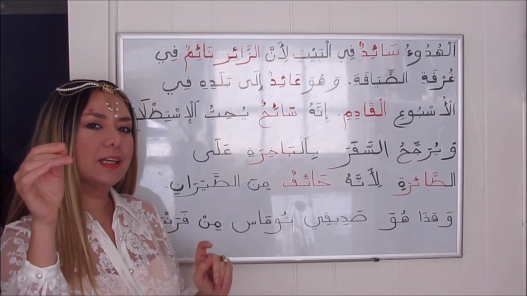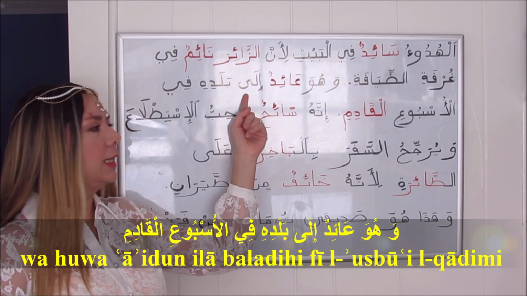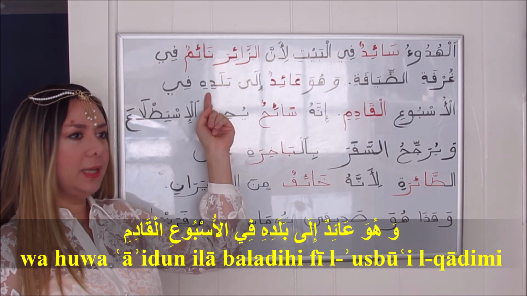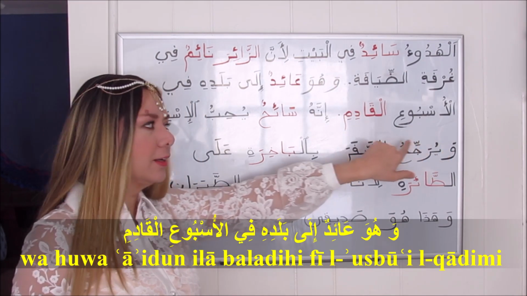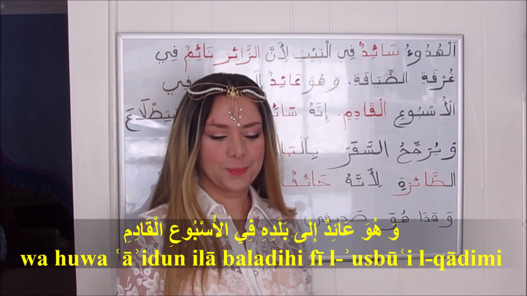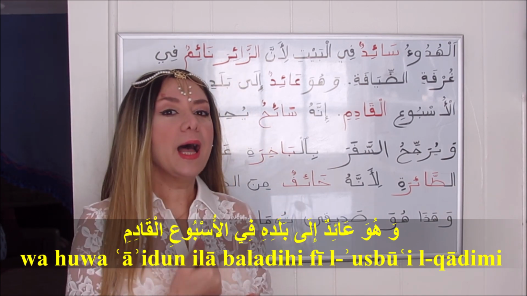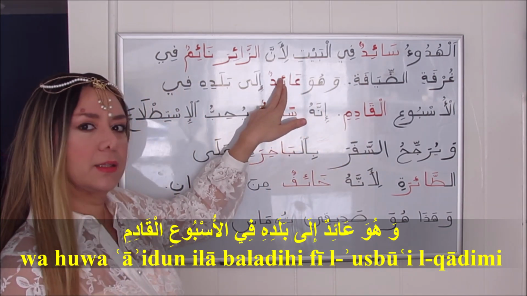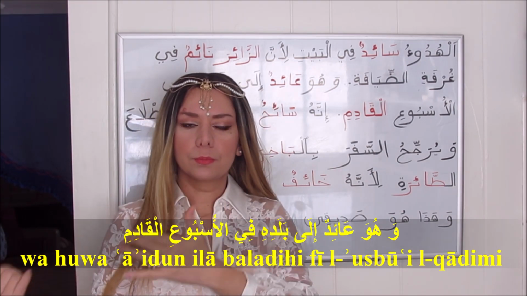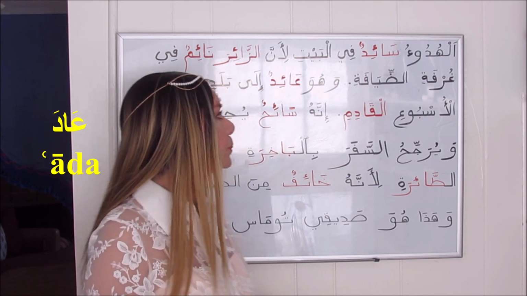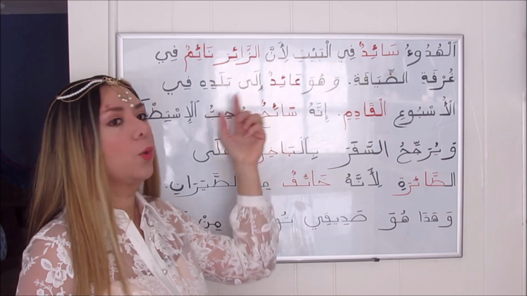وهو, and he is. وهو عائد إلى بلده في الأسبوع القادم. So, عائد of the verb عاد. So we get rid of the hamza and kasra to have the hollow verb عاد, to return, to go back. So, and he is going back.